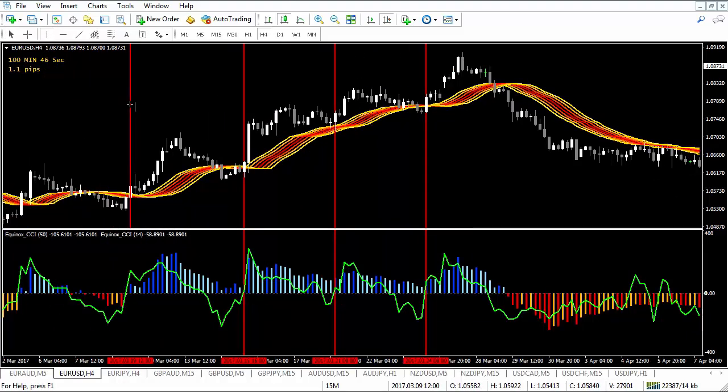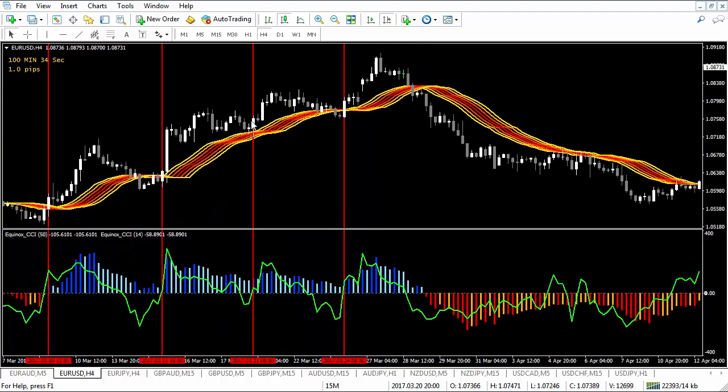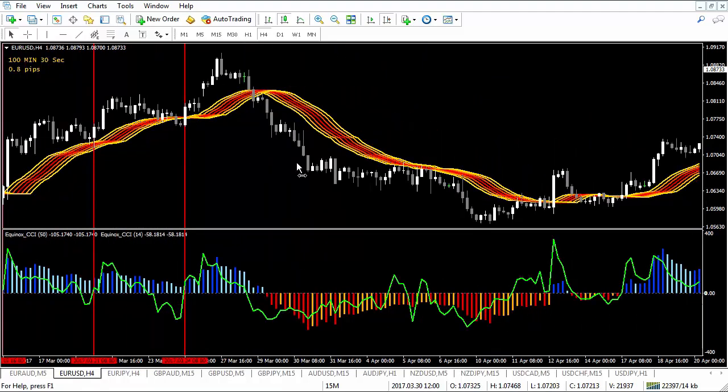And while this would be 4 winning trades, as the indicator changes color, goes from red to blue. Long trade, win number 1. Long trade, win number 2. Long trade, win number 3. Long trade, win number 4.